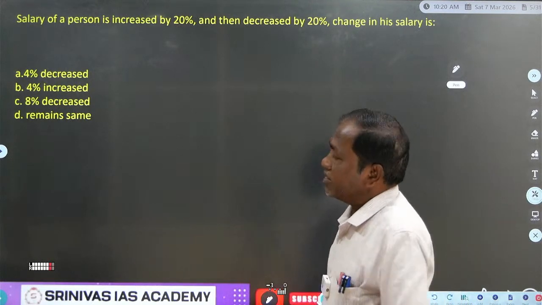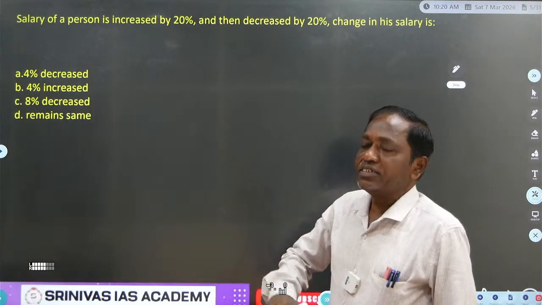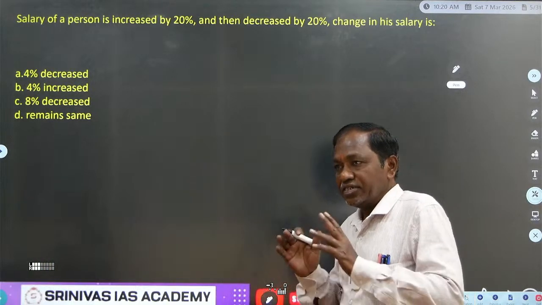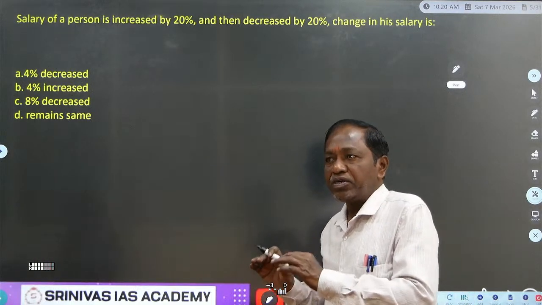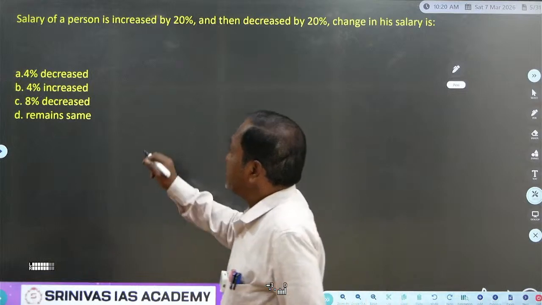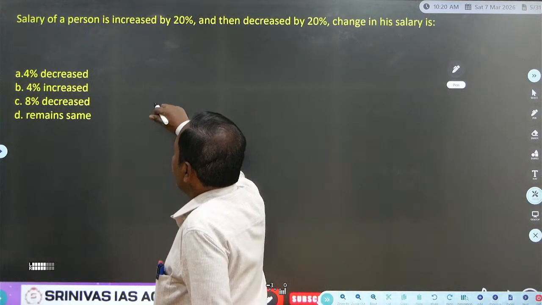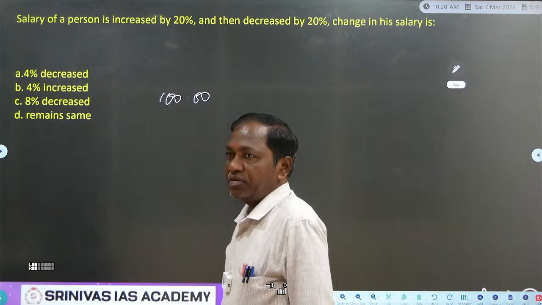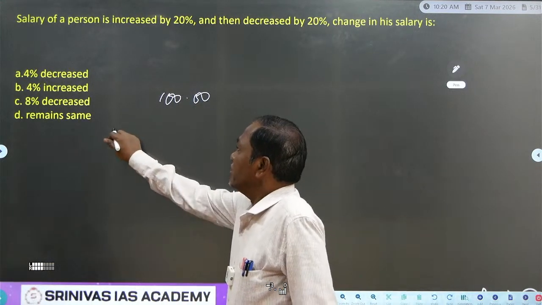See, always the same percent increase and the same percent decrease on the resulting number is always a loss. This is a very pure, out and out concept. For example, let the number be 100. Let the price be 100 plus 10%.